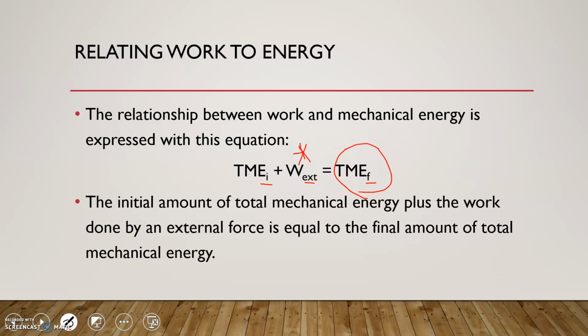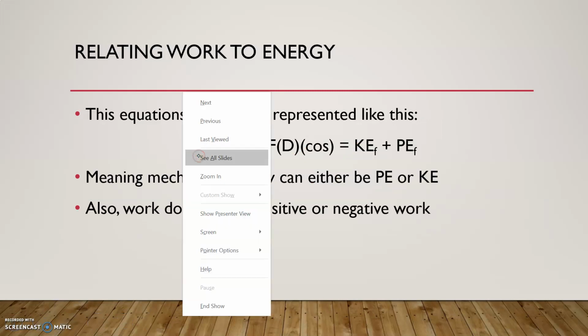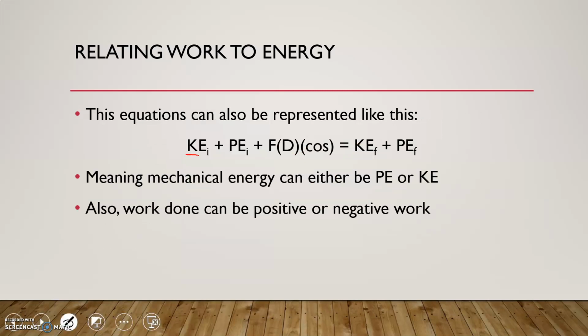And then we're going to actually look into a more in-depth formula. So we have our total mechanical energy initially, which essentially is our kinetic energy initially plus our potential energy initially. And we know our work formula is force times distance times the cosine. And that's going to equal the kinetic energy final plus potential energy final.